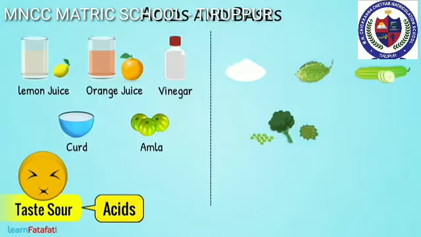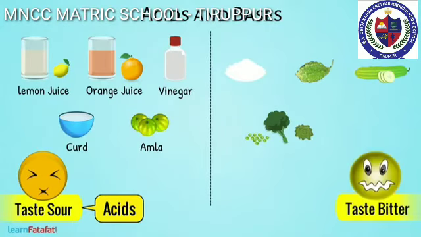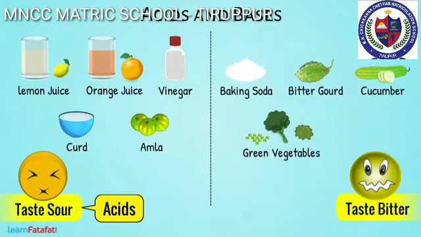All these items taste similar, that is, bitter. Examples of bases are baking soda, bitter curd, cucumber, green vegetables, etc.